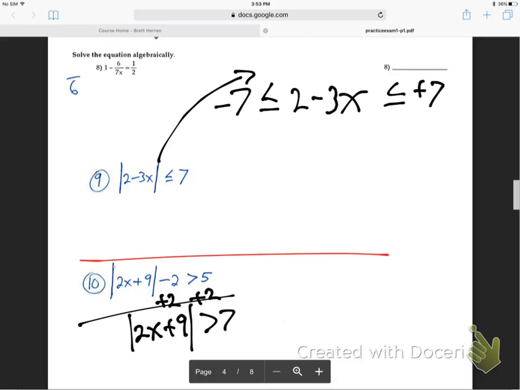Whereas the other one, the absolute value of something is bigger than 7. What does that mean? How can the absolute value of a number come out bigger than 7? Well, that thing, call it 2x plus 9, call it Joe, call it Tom, must itself be smaller than -7, like -8, -9, -10, or it's bigger than 7, like 8, 9, 10, and on up you go. That's what it must mean, logically, right?